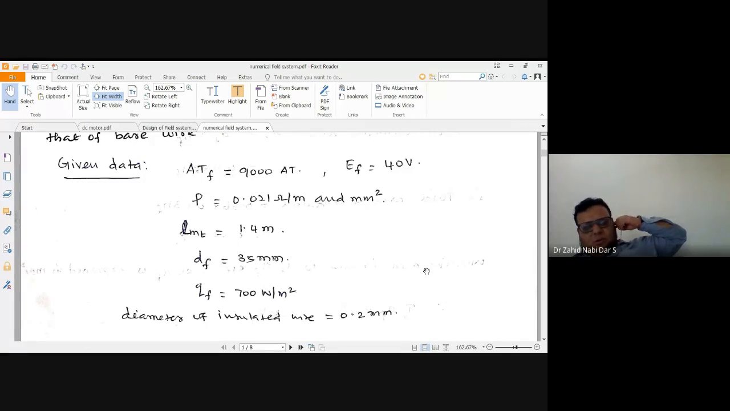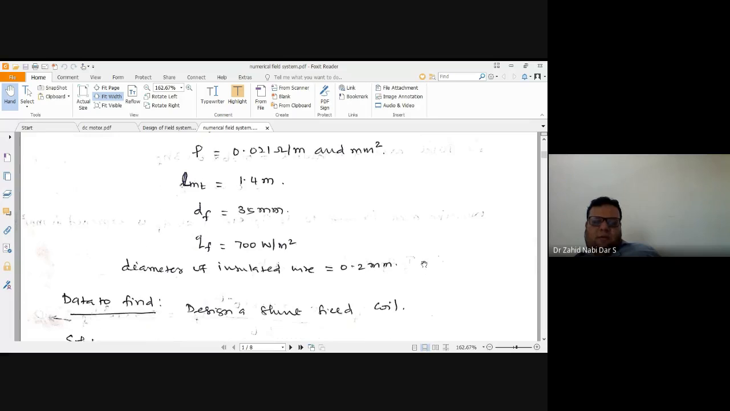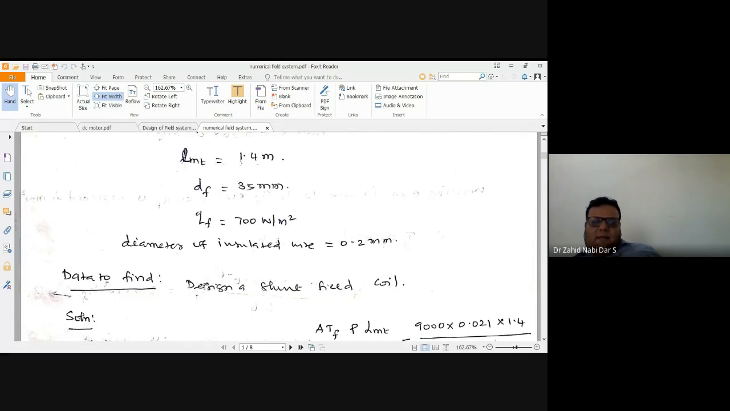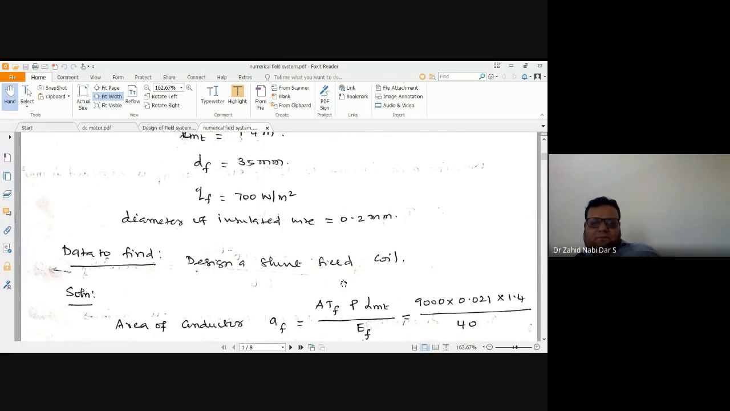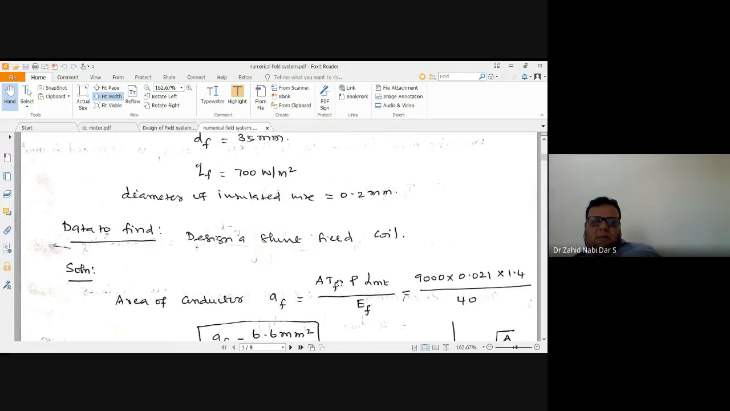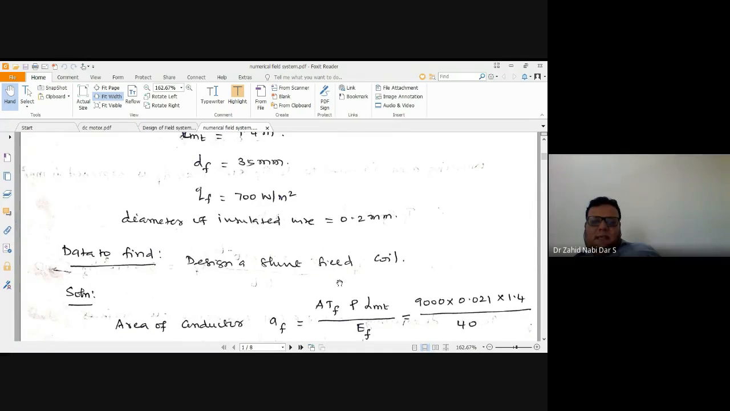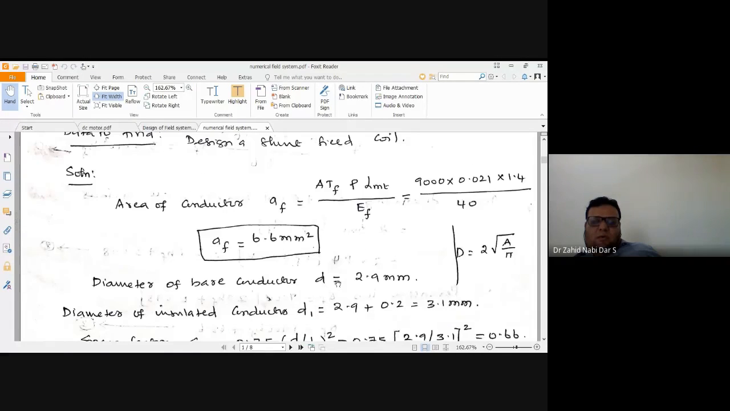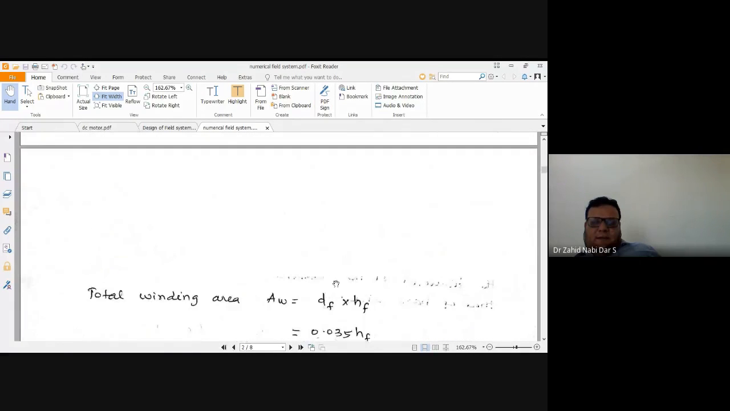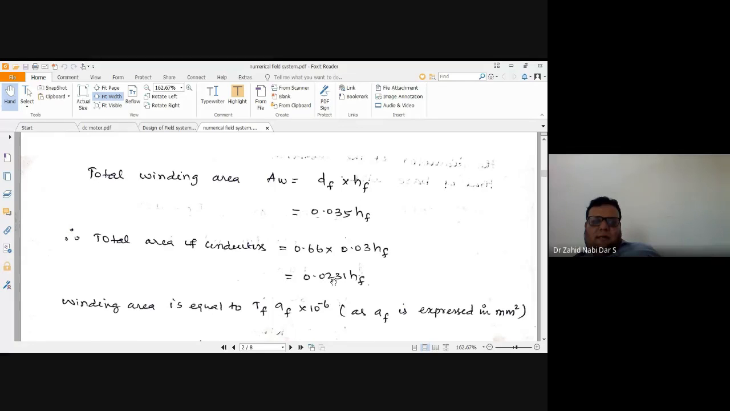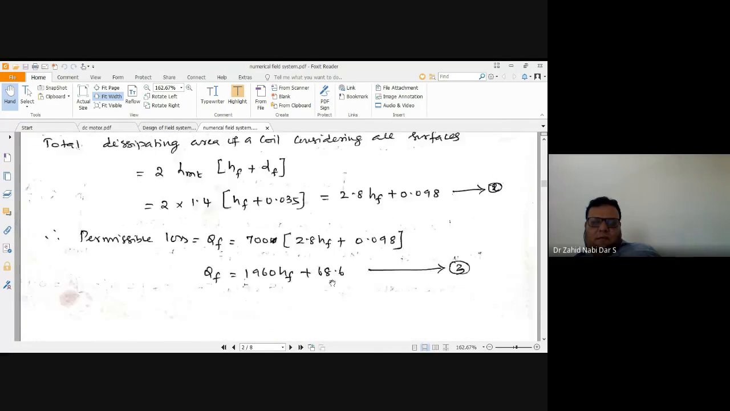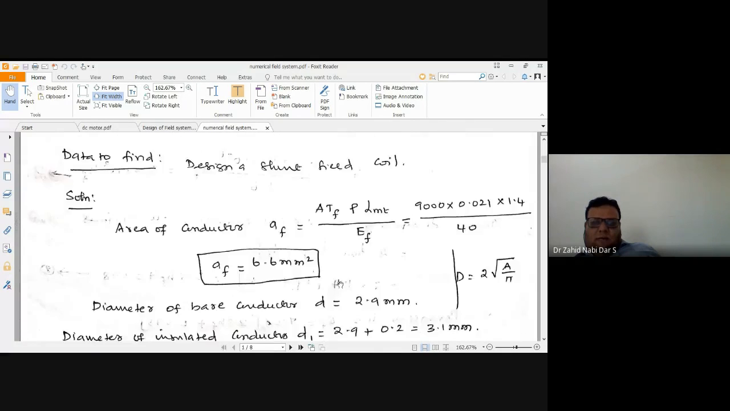So first you should identify and write what is given. Once you have written the given data, you have to find what is asked. It is asking to design a shunt field coil. Designing means you need the area of cross section, the diameter, and other factors, the total area of the winding, the total area of the conductor. So how do we go about the total design?